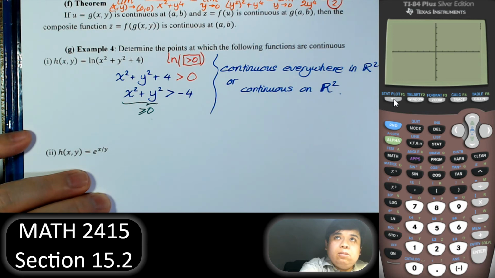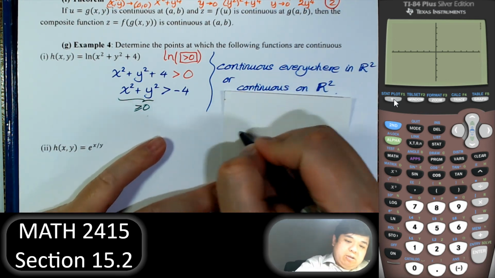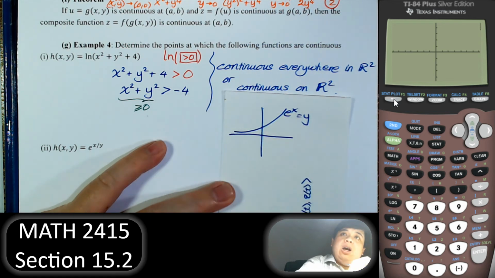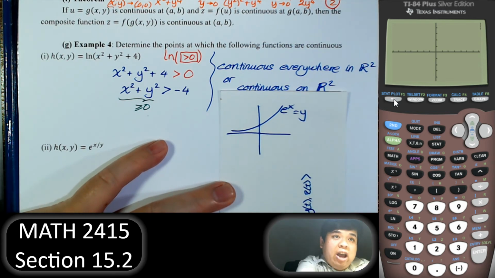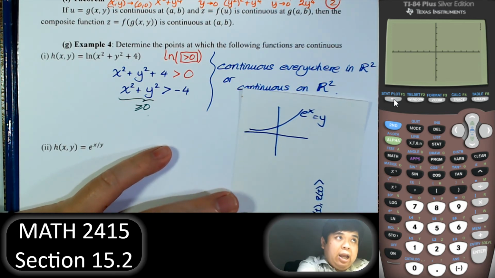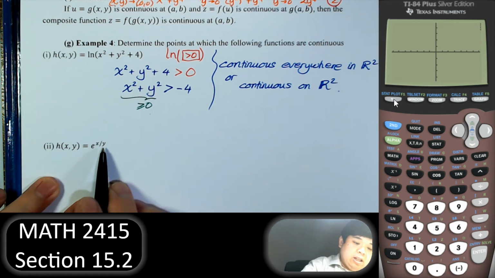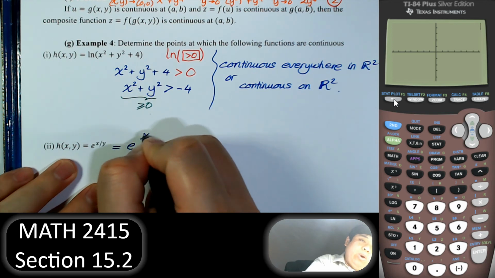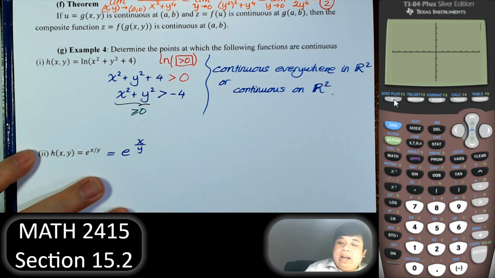Well, I don't know why it'll go extremely slow. But the exponential function looks like this. So it is defined for every value. But the only problem here is x divided by y. When we have division by something, y cannot equal 0.